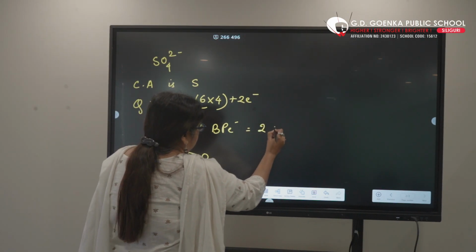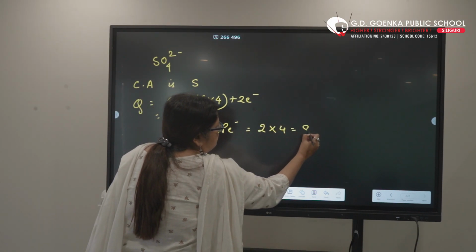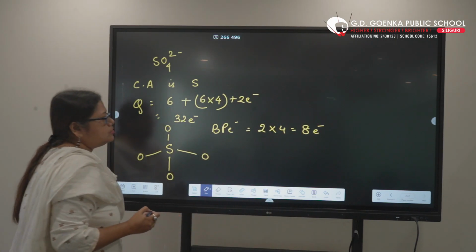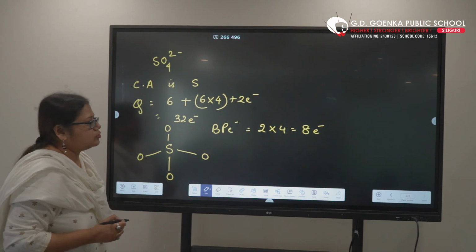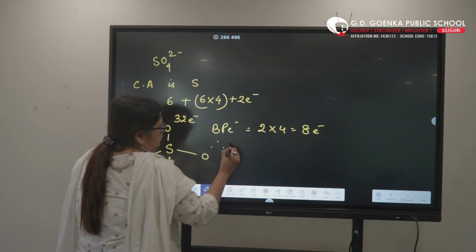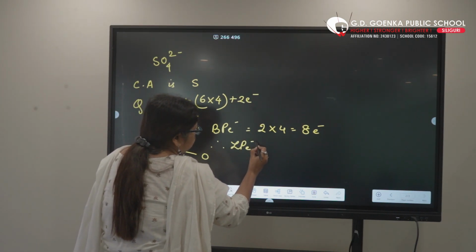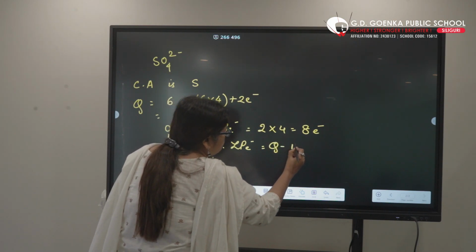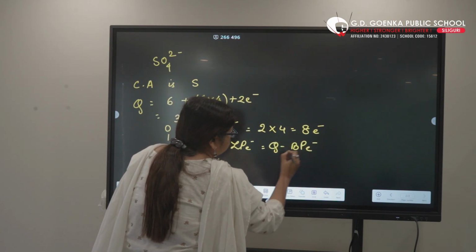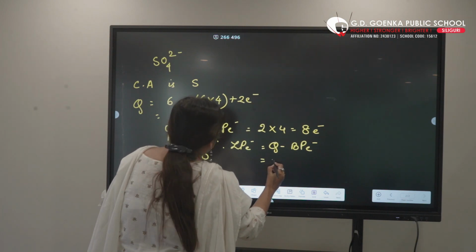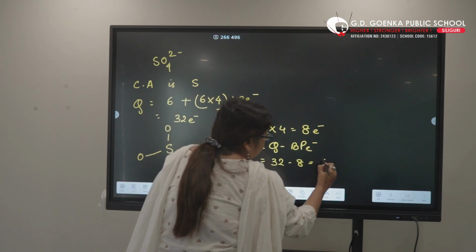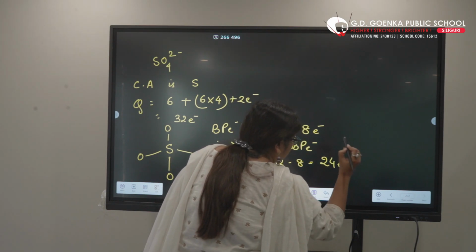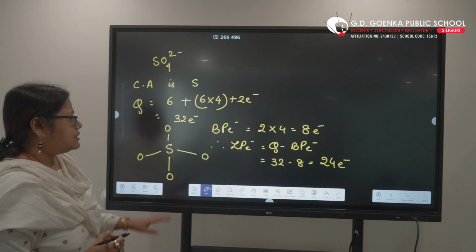2 into 4, 8 bond pair electrons. Why 2 into 4? There are 4 single bonds and each single bond is 2 electrons. Therefore, lone pair electrons equal Q minus bond pair electrons. So what are we getting? 32 minus 8. We are getting 24 electrons that will be lone pairs.